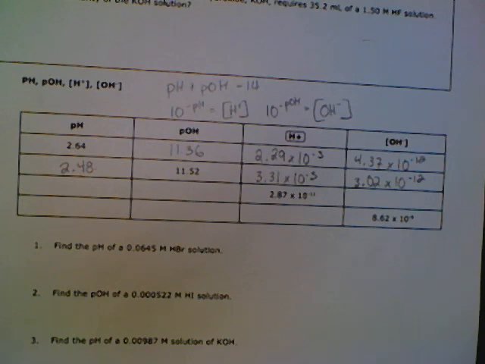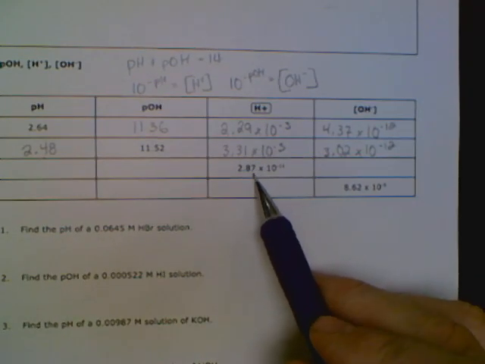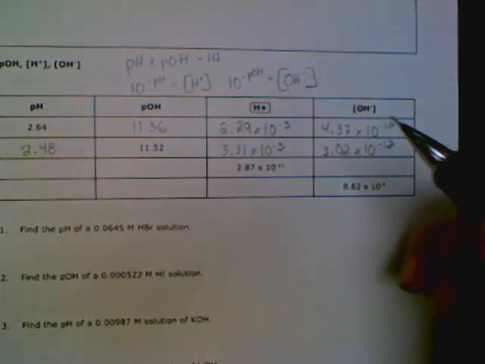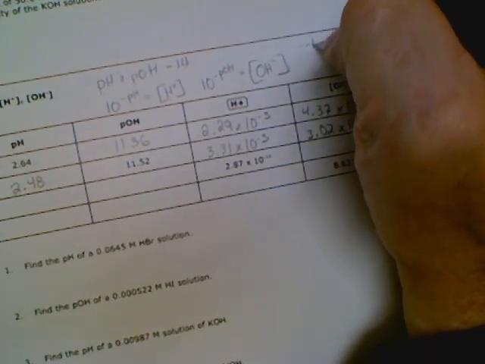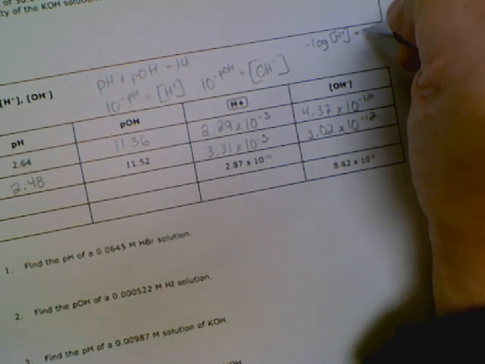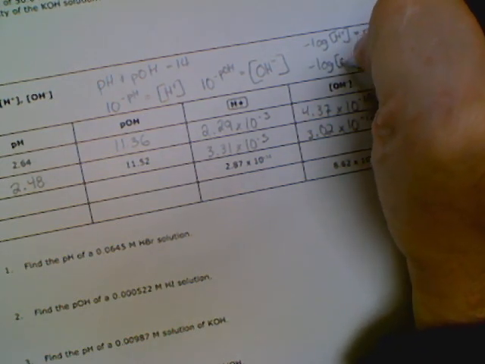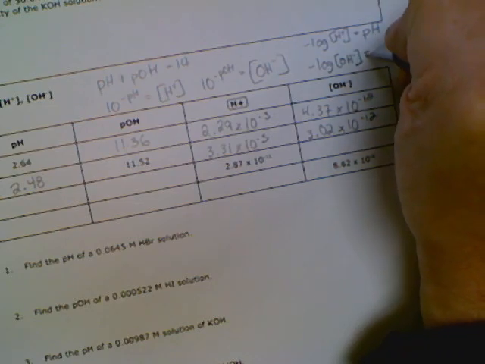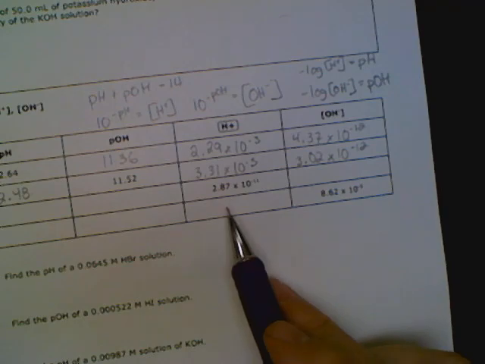I either take 10 to the negative pH or pOH power, or I take the negative log of my concentrations, which is what I'm about to do. I have this, and I need to go to a pH. So you have two more formulas. You have negative log of hydronium ion equals pH, and negative log of hydroxide ion equals pOH. So I'm going to use these down here.